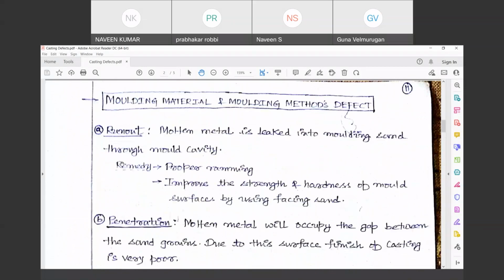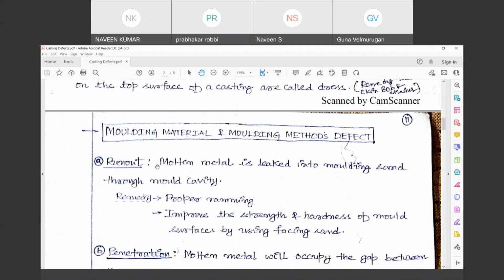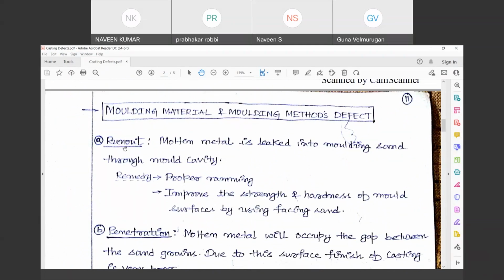Next is molding material and molding method defects. Okay, so in this we have run out. So what is this run out? Let me read. Molten metal leaks into the molding sand through the mold cavity. Okay, in the sense, if you have some molding sand and there is a cavity and you are trying to pour liquid metal into that, what happens? Let's say on the mold wall there are some places where some weakness is there.